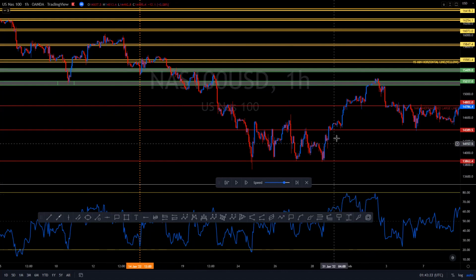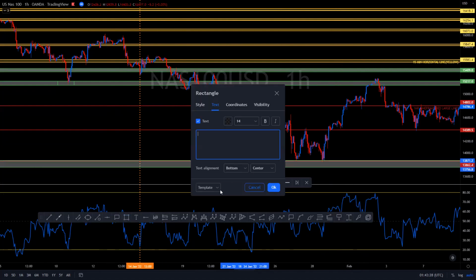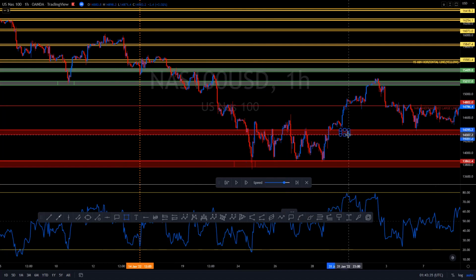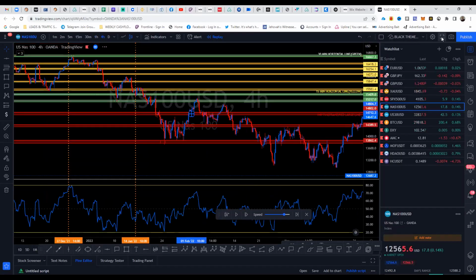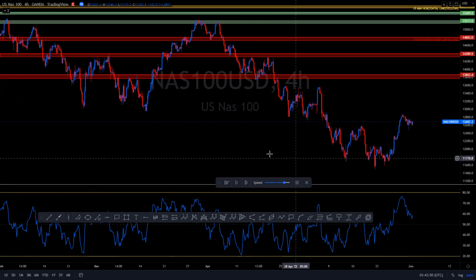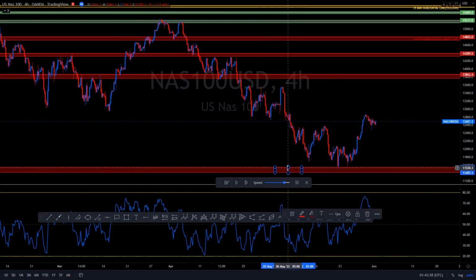Like that. That's probably good enough. And we draw zones here. So now we drew up our zones on the 1 hour. We're going to go to the 4 hour. And you can see we've drawn up a lot of things so far. And now I'm going to draw a zone here because this is where current price is at. I want to make this purple.